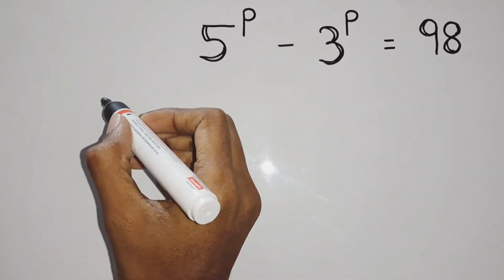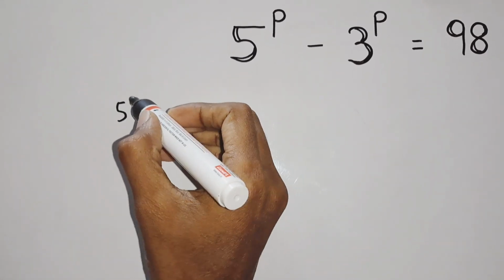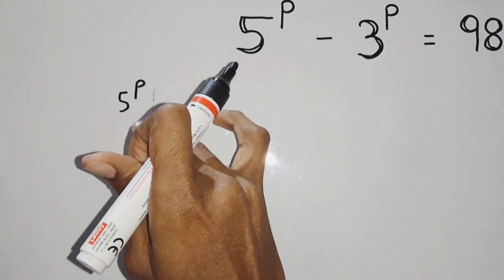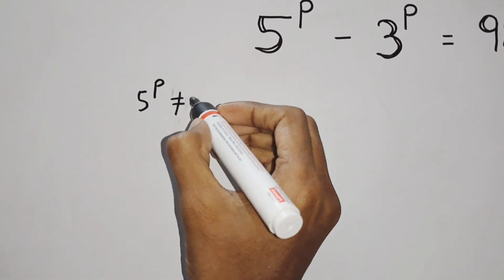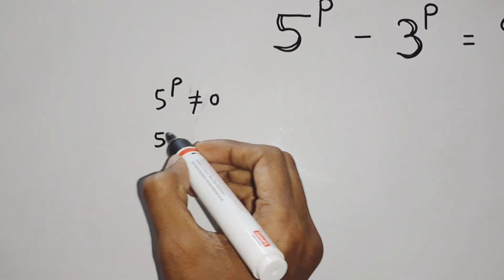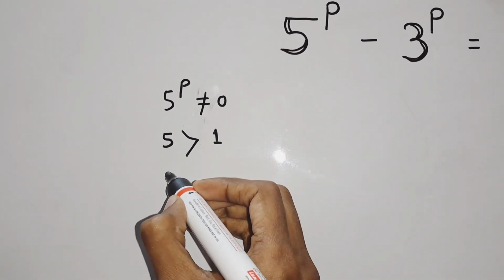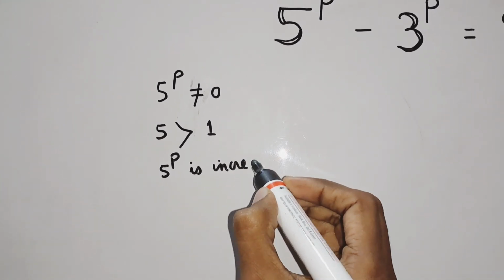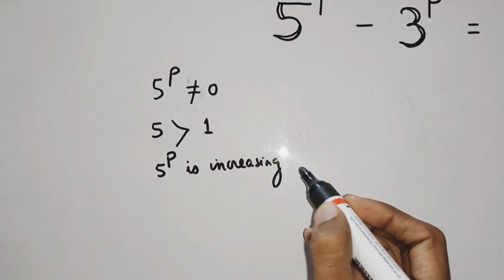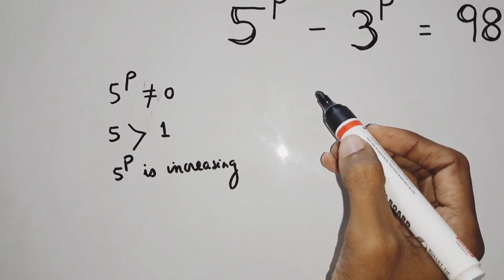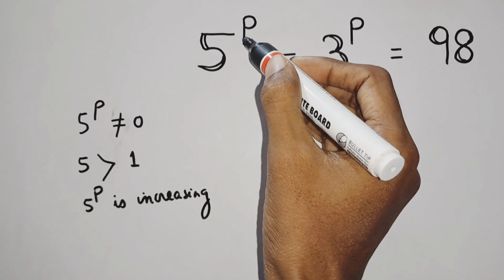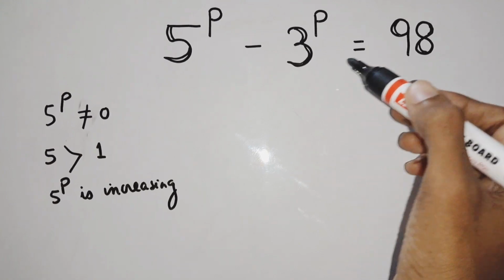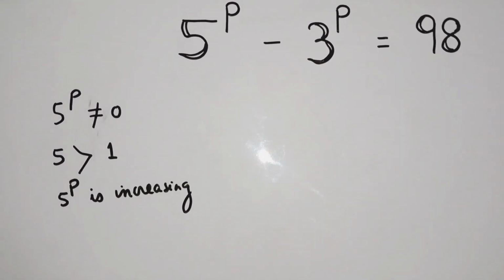we can note here that 5 to the power p is never 0. Since 5 is greater than 1, 5 to the power p is an increasing function, and it is never equal to 0. So what we can do, we can divide the entire left hand side by 5 to the power p and the right hand side by 5 to the power p. Then what will we get?